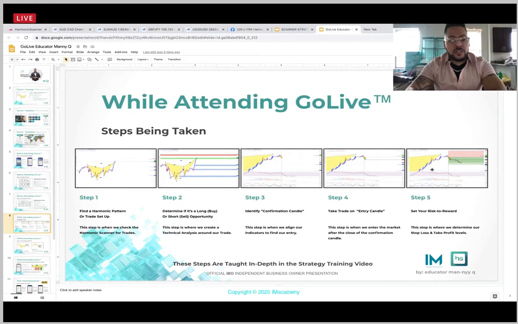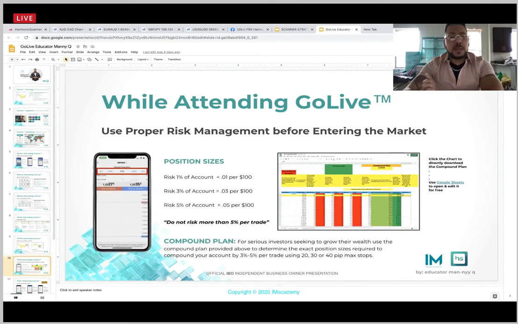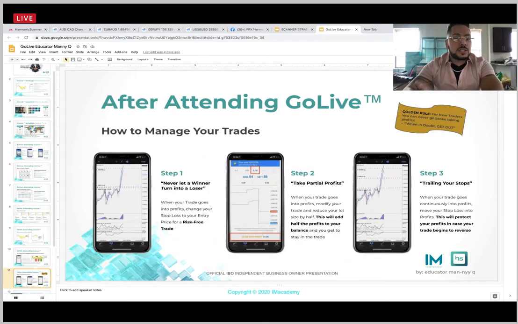You guys can learn the 5 steps on how we trade, right? You guys can learn how we set our take profit and our stop loss. So we have a risk reward rule about how to set the TP and stop loss. But then most importantly, when you're using proper risk management, what we do is we have a 3-step trade management. And the 3-step trade management is going to keep you guys in the game.